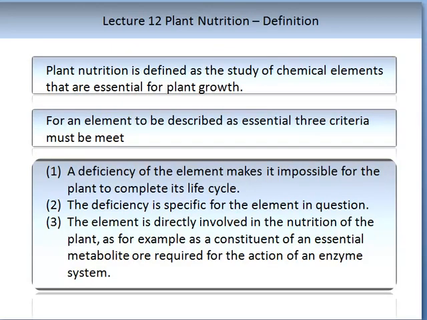Plant nutrition is defined as the study of chemical elements that are essential for plant growth. For an element to be described as essential, 3 criteria must be met. Firstly, a deficiency of the element makes it impossible for the plant to complete its life cycle. Secondly, the deficiency is specific for the element in question. And thirdly, the element is directly involved in the nutrition of the plant, as for example, a constituent of an essential metabolite required for the action of an enzyme system.